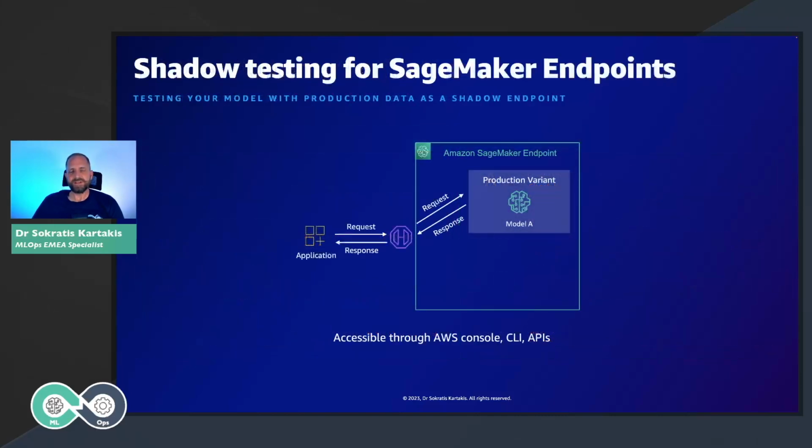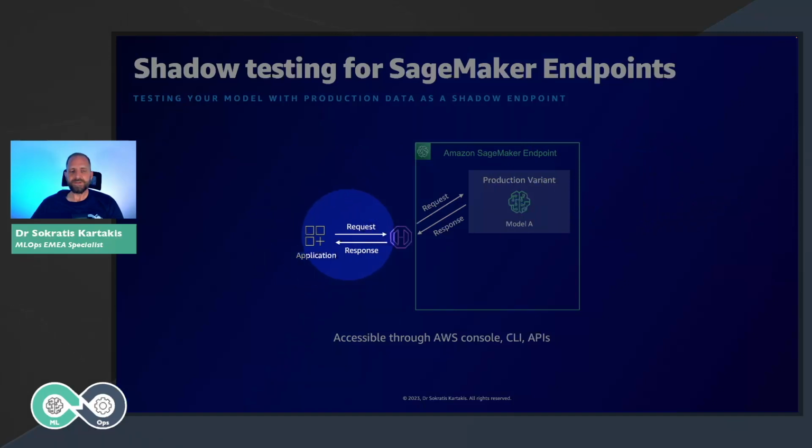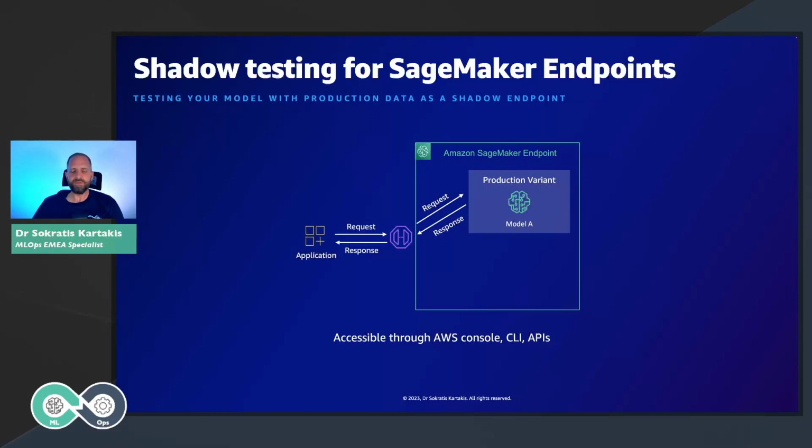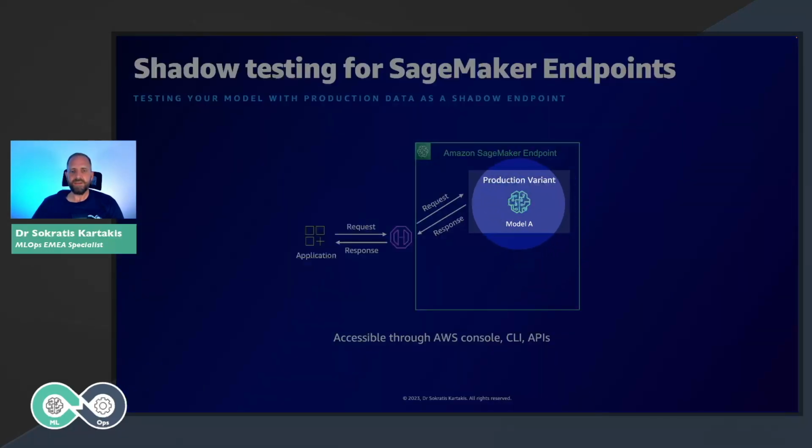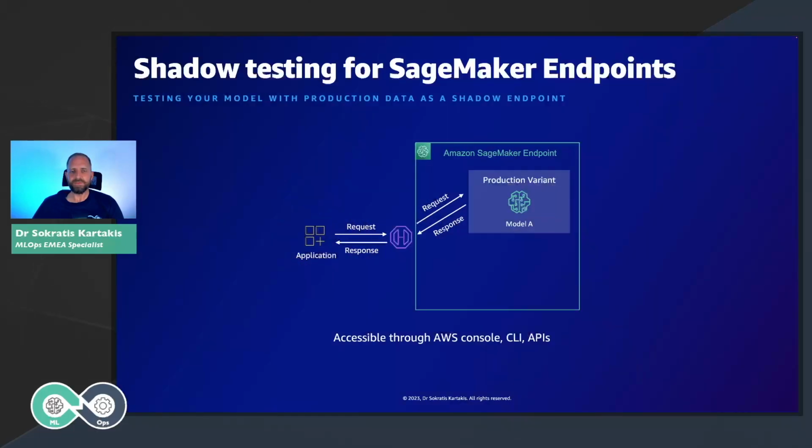The first one is the shadow testing. That is one of the new services that was released in the last re:Invent 2022. What normally happens is we have an application over there that sends some requests into an endpoint, into a specific version of a model that we have in production, and then the endpoint and the model will return the results back to the application. This is one variant of the model.